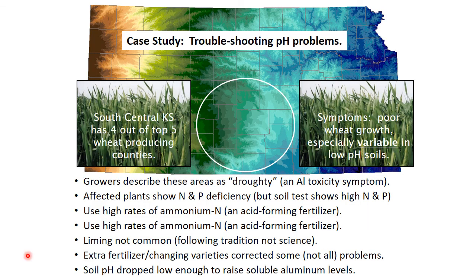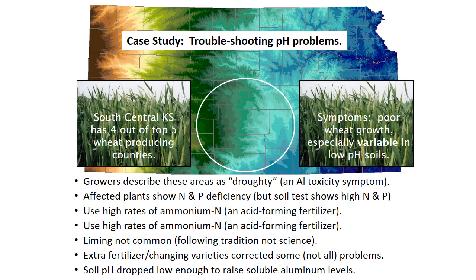And I have one case study that we're going to end this lecture with. So in South Central Kansas, these are the counties that are some of the top wheat producing counties in the state. But a couple of decades ago, across a bunch of these counties, they were experiencing really poor wheat growth, and it was especially variable in low pH soils.